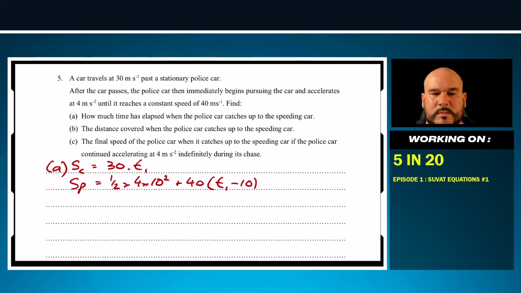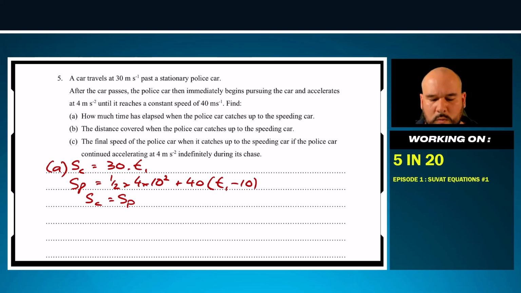So we've got the displacement of the police car is half at squared, so half times 4 times 10 squared. That's the displacement for the accelerating portion. And then 40 outside of t1 minus 10, which is the distance covered for the constant velocity portion. All right, so we then have to say that they're both equal to each other. That's the definition of part A. How much time has elapsed when it catches up?